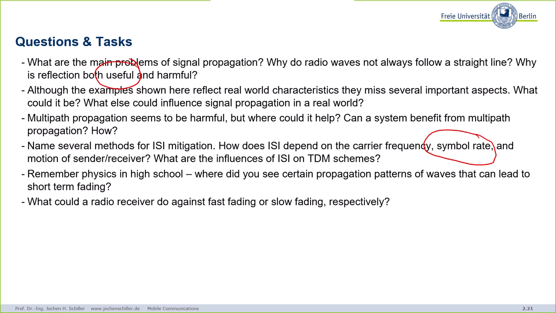So, and also something you will understand at the end of the chapter, I will come back to this. We will have schemes for multiplexing users in the next lecture. And if you have inter-symbol interference, you cannot have these nice time slots for different participants, because then your time slot or your signals will smear into the next time slot. I will come back to this. So you see, sometimes the questions are already a bit pointers to next parts of the lecture.